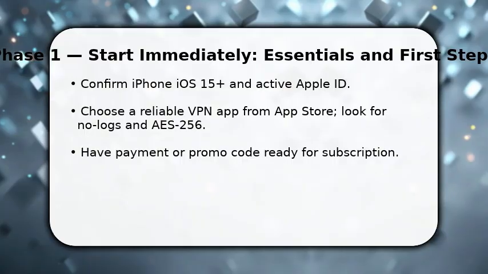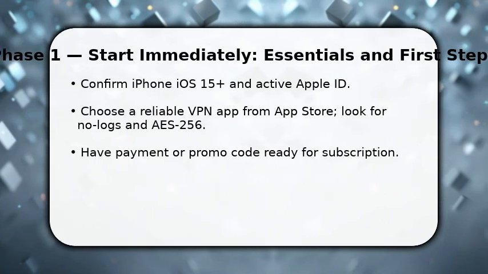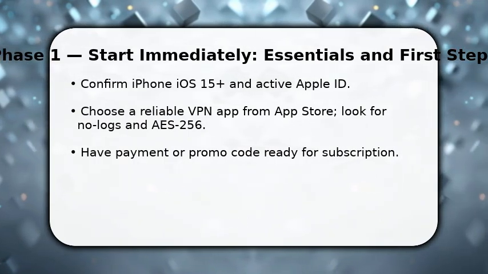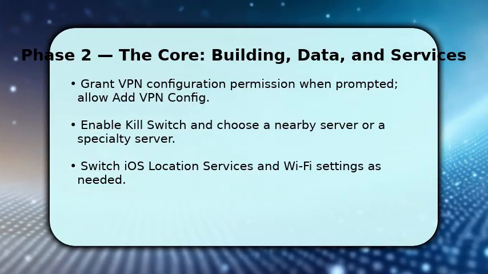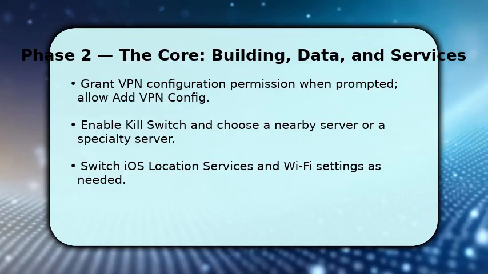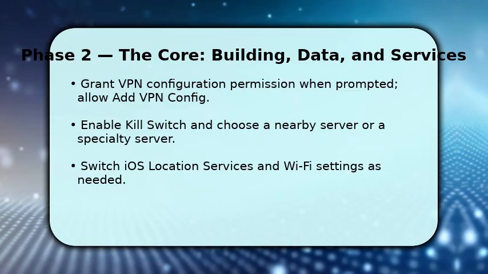Make sure notifications and background app refresh are enabled so the VPN can maintain the tunnel when you switch apps. Now you configure both the app and the iPhone VPN profile. When the app asks, allow it to add a VPN configuration. This creates a system-level tunnel.